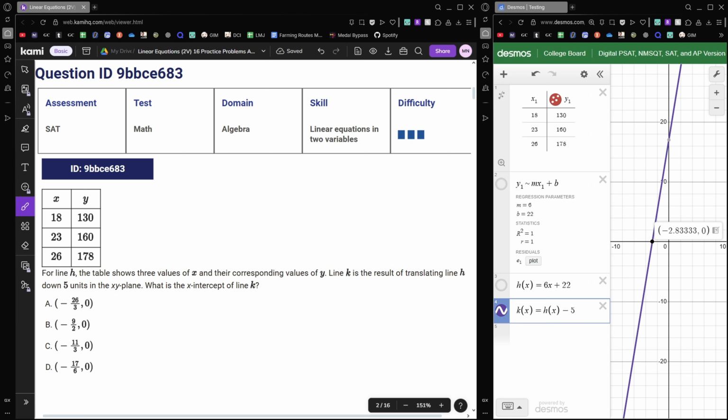Now they want our answer as a fraction, and we can convert this decimal into a fraction. All you have to do is type in -2.83, and now type a bunch of 3's. Then you can click the fraction in the blue box to the left, and you get that the fraction is -17/6, which means our answer will be D.